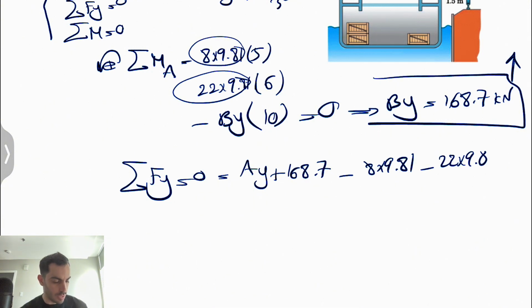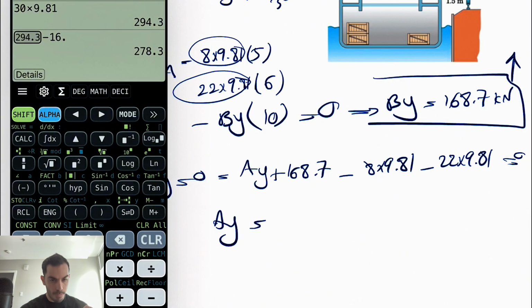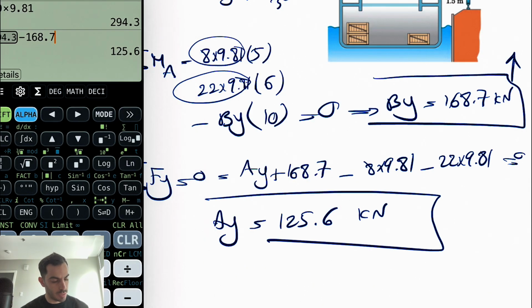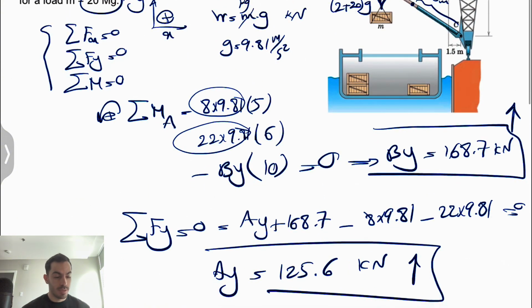And Ay in here is going to be, 30 times 9.81 is 1.168.7, and Ay is going to be 125.6 kilonewtons. So we found one of the reactions. Again, no negative sign. This is also a correct reaction, but we need to figure out the Ax.